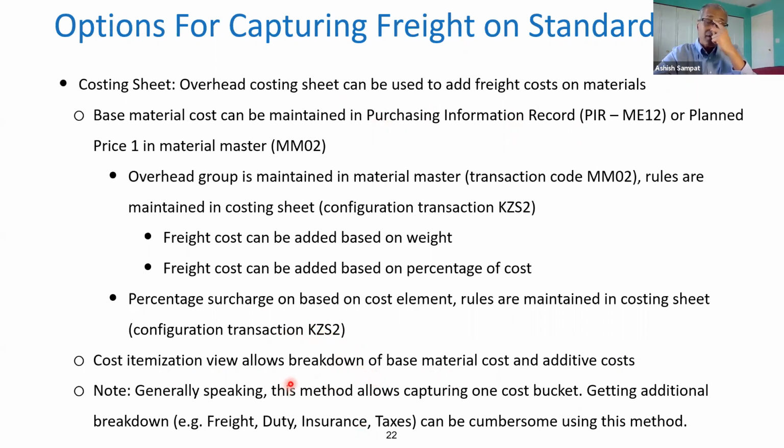But this itself creates another limitation, that this method would allow capturing only one cost bucket. If you want to get additional breakdown, saying that all my incidentals are broken down into 4 buckets: freight, duty, insurance, and taxes. Now, how do we show that through costing sheet? That's not very easy. Even if you're talking about 2, you have to have multiple combinations in your overhead group in the material master and maintain it. So that's where it becomes cumbersome. So again, a simple solution to use costing sheet, but there is a limitation that you can only have one bucket in the costing.